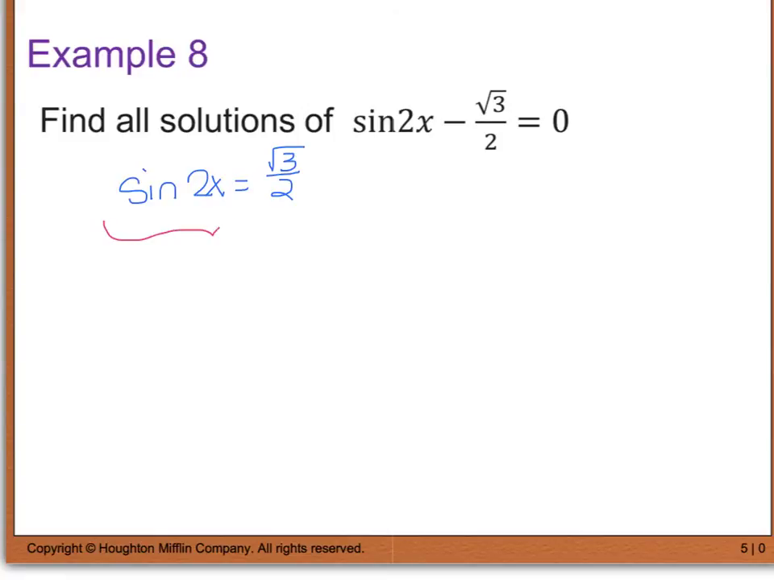The first thing you're going to have to do is think of the big picture. When does sine x equal the square root of 3 over 2? And this is going to occur at increments of pi over 3. So we know x is going to equal pi over 3, or x is going to equal 2 pi over 3.